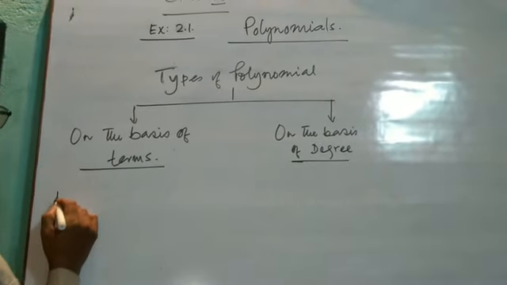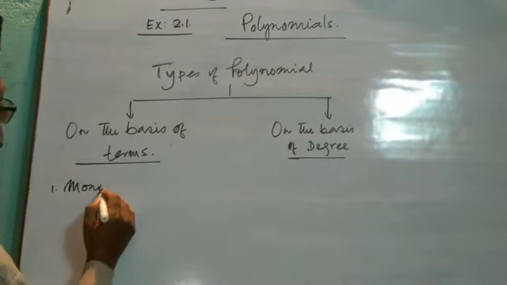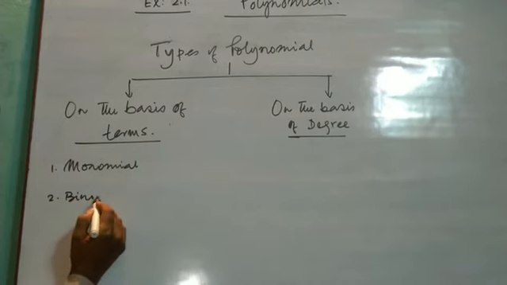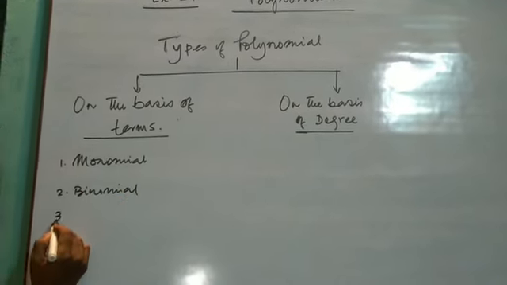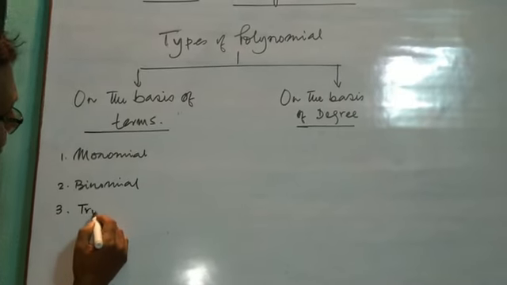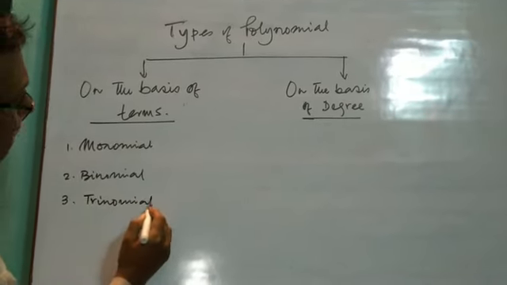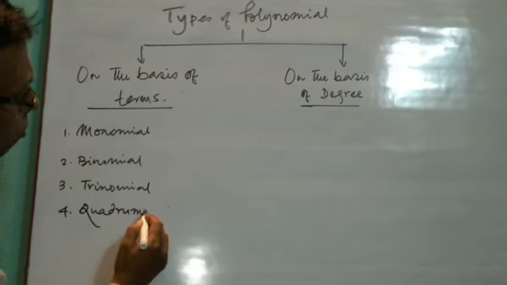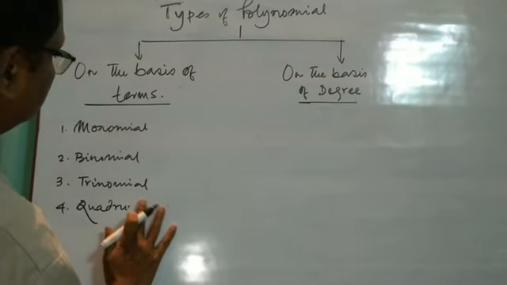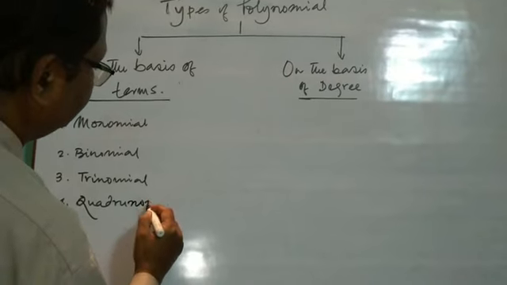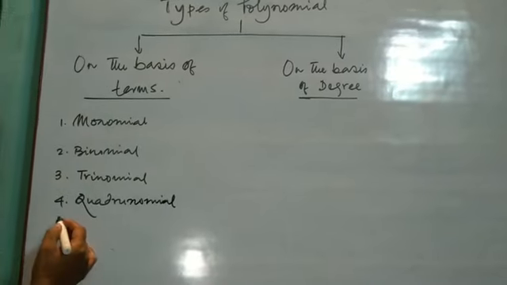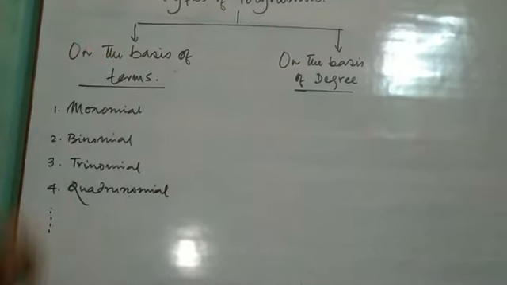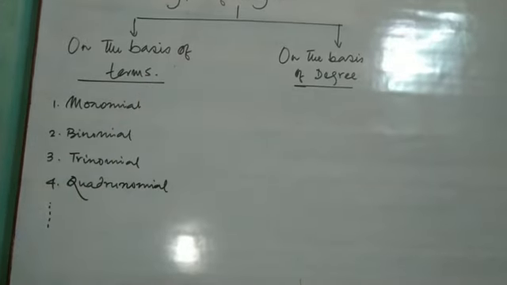On the basis of terms, the first one is monomial, the second one is binomial, the third one is trinomial, and the fourth one is quadrinomial, and like this it will go on. What is the meaning of monomial? Monomial means a polynomial which has only one term.